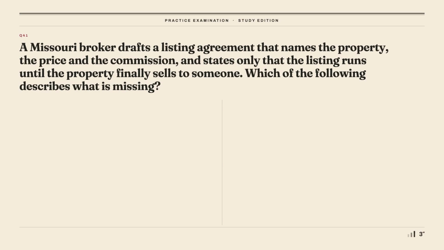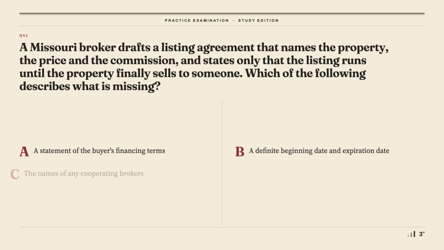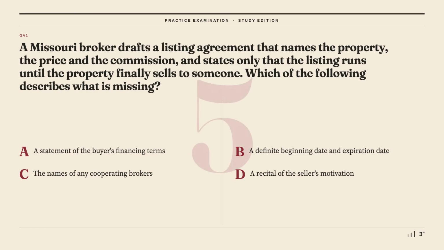Your options are A. A statement of the buyer's financing terms. B. A definite beginning date and expiration date. C. The names of any cooperating brokers. D. A recital of the seller's motivation. Which one is it? Pause the video if you need more time.